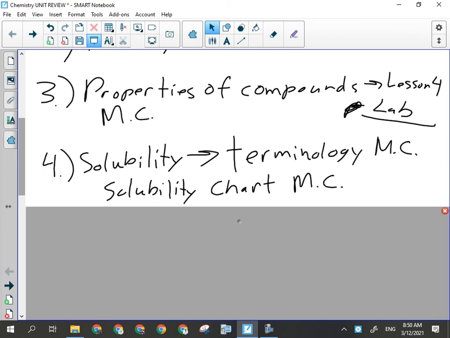There's also going to be some multiple choice that's going to ask you to do exactly the same thing that question number 2 in your reactions lab asked you to do. Here's a reaction. Which, if any, of the products are soluble? Or which of the products is a precipitate, meaning which one's not soluble. So you'd have to use your solubility chart to figure that out.